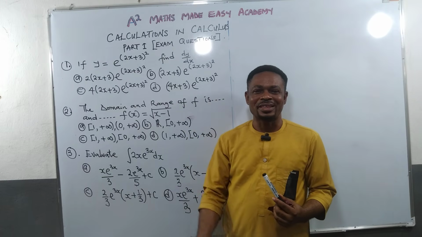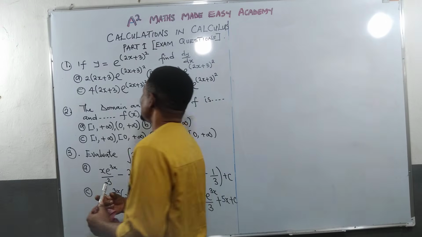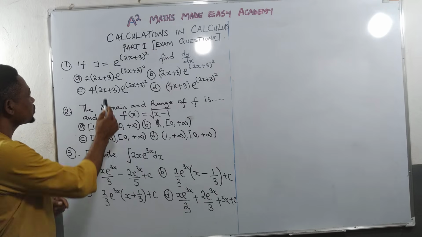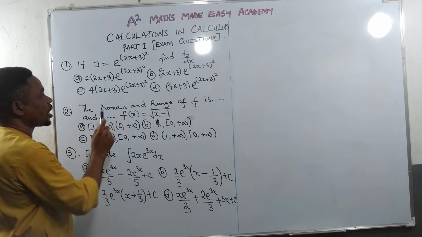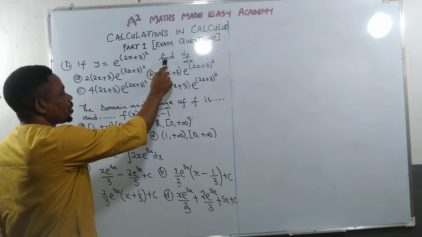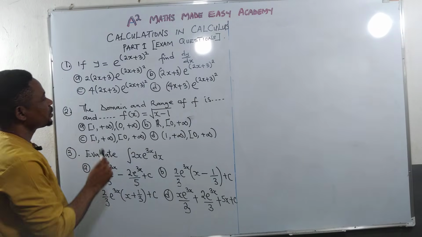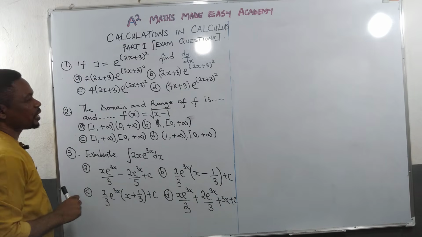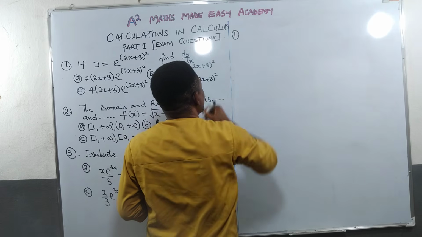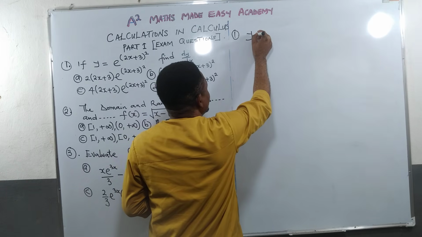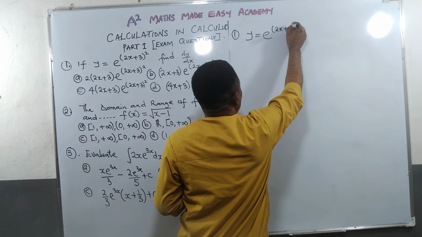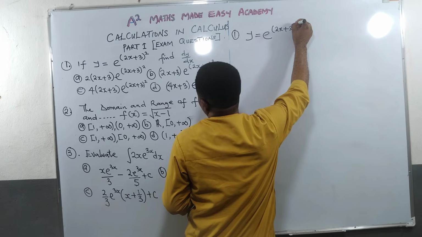So can we get a look at this particular question? Now look at the first question here. The first question says, if y is exponential of (2x plus 3) raised to the power of 2, find dy/dx. Now these are the options. So let's look at how we can solve this particular question, which is question number 1. The question is given as y equals exponential (2x plus 3), all raised to the power of 2.